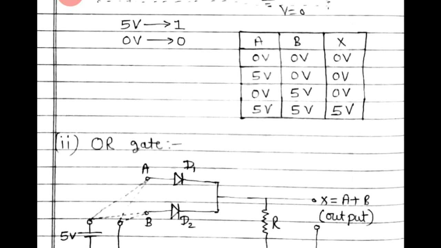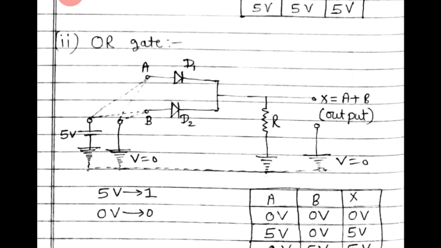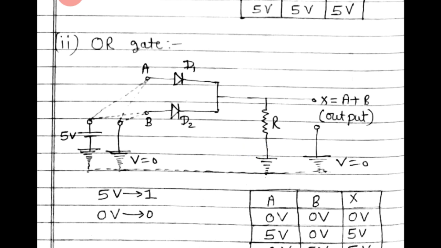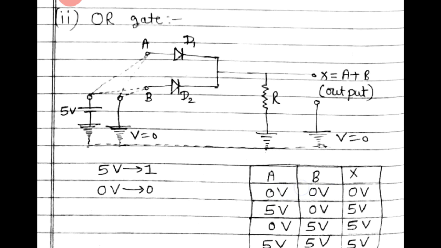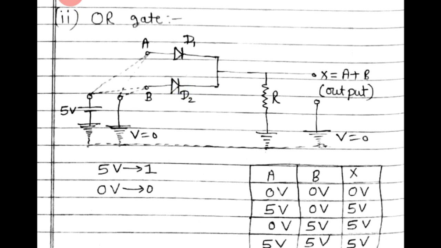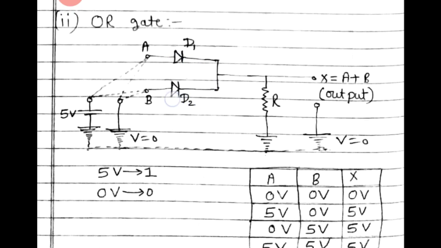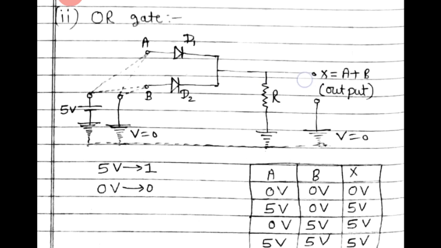Now the OR gate circuit is approximately the same, except there is no source here, and D1 and D2 are reversed here. One by one we will take inputs and then we will see the outputs. When A is given 0 volt and B is given 0 volt, A and B are connected with this point. In this situation there is no source, so there will not be any current through D1 and D2, so definitely there will be 0 voltage at this point. So at point X also there will be 0 volt.